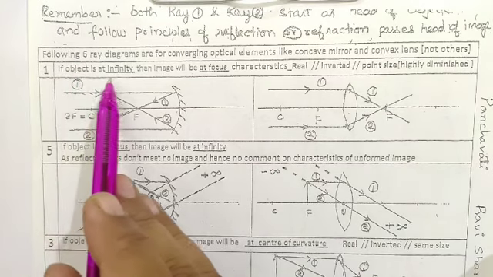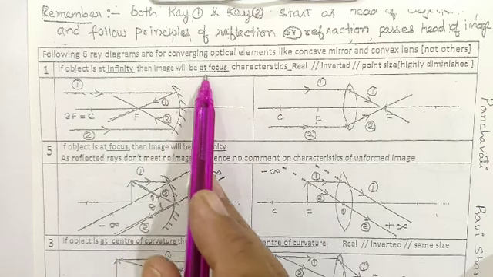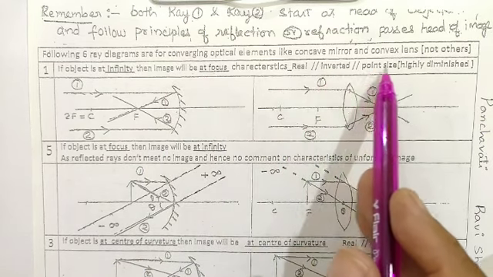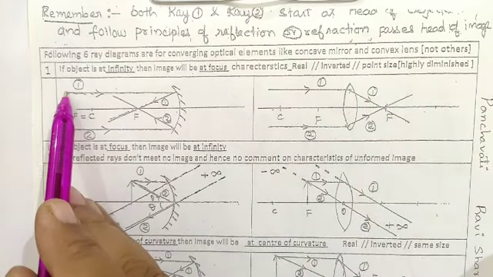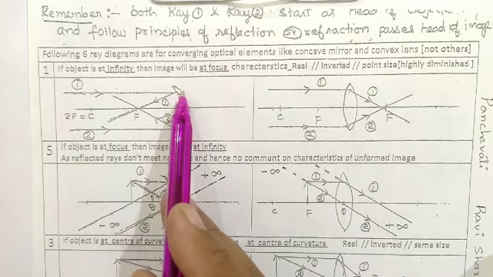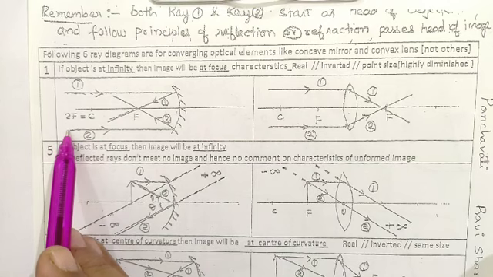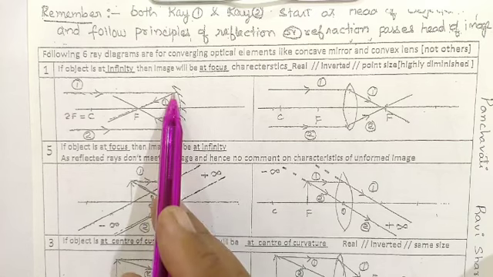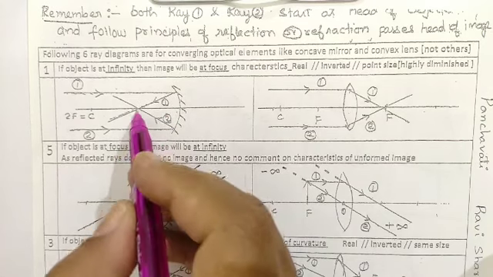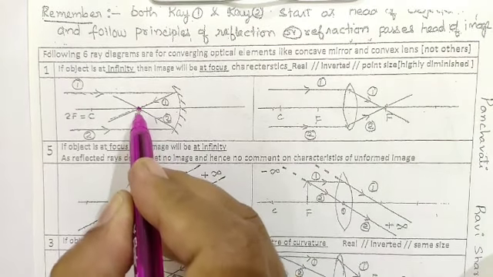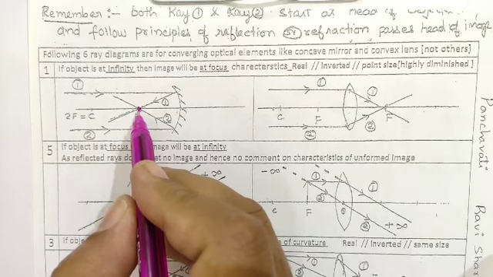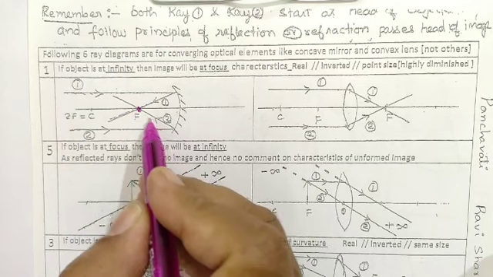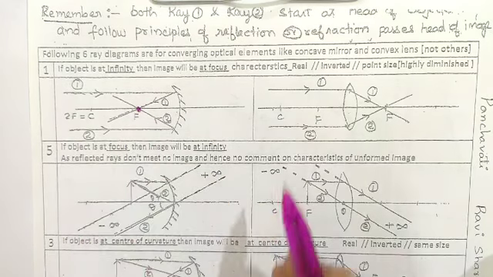Read it. If object is at infinity, then image will be at focus and its characteristics are real, inverted and point size, which we call highly diminished. So this is coming from the head of the object from infinity, parallel like this. This is also incident ray number 2 coming parallel to the principal axis from infinity. First ray reflected, second ray reflected, both passed through a point. That point sized image we got. So wherever incident rays meet, that is object. Wherever reflected rays meet, that is image.